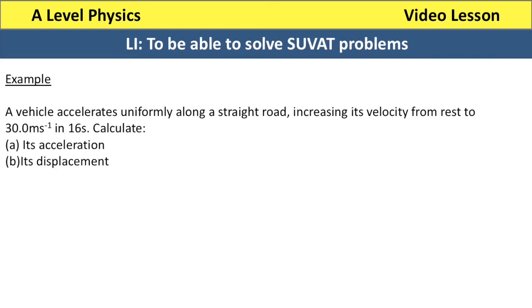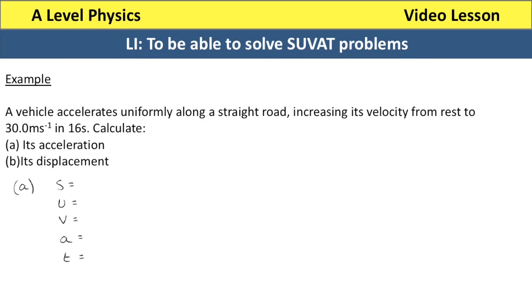Here's a second example. A vehicle accelerates uniformly, that means we can use Suvat, along a straight road, increasing its velocity from rest to 30 meters per second in 16 seconds. Calculate the acceleration. As always, we're going to write down s, u, v, a and t.